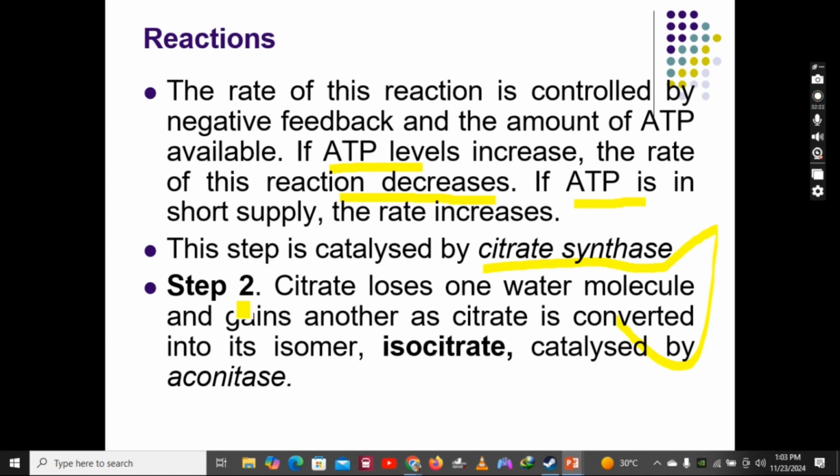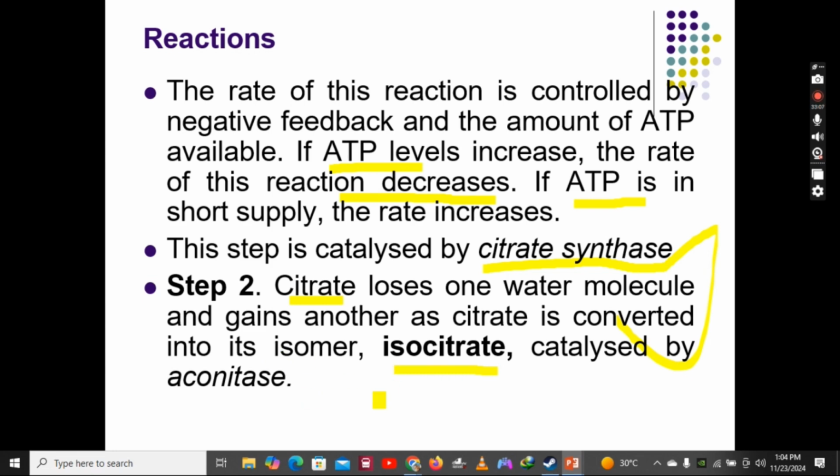Then we look at the second step. In the second step, what will happen is a dehydration reaction. The citrate will lose one water molecule and gain another as citrate is converted into its isomer. So what will be produced now is what is called isocitrate, an isomer of citrate. After dehydration, there is also a hydration reaction, and what is produced is an isomer of citrate, which is called isocitrate.